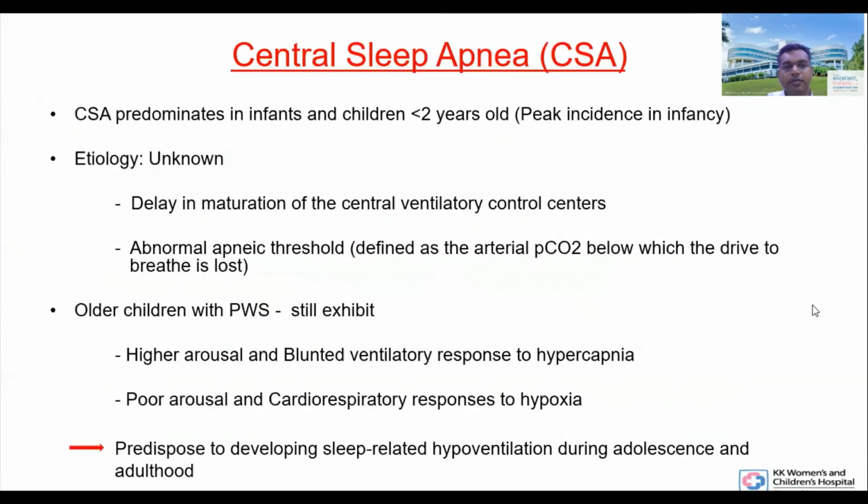Next, coming to central sleep apnea. As mentioned before, it is predominantly in children less than 2 years of age and peaks in infancy. The etiology is not very clearly known. It is thought to be related to delay in the maturation of central ventilatory control centers and also an abnormal apneic threshold. Older children also exhibit high arousal threshold and blunted ventilatory response to hypercapnia and poor cardiorespiratory responses to hypoxia. And this predisposes to developing sleep hypoventilation in older children.